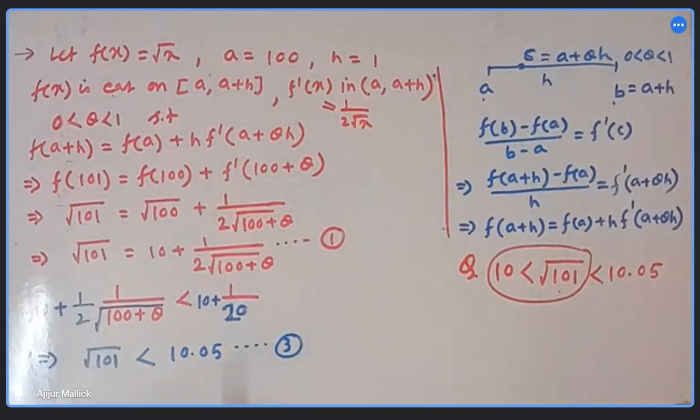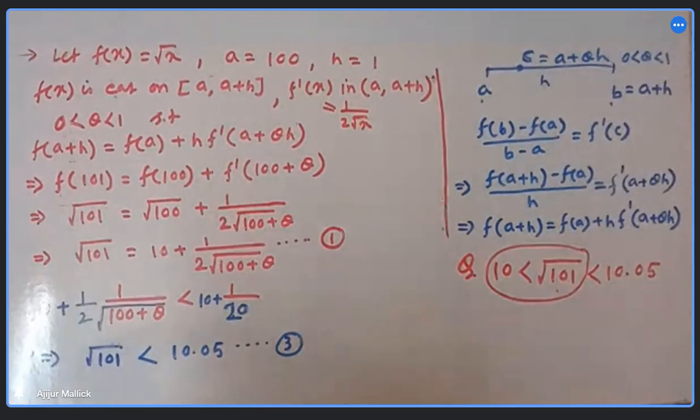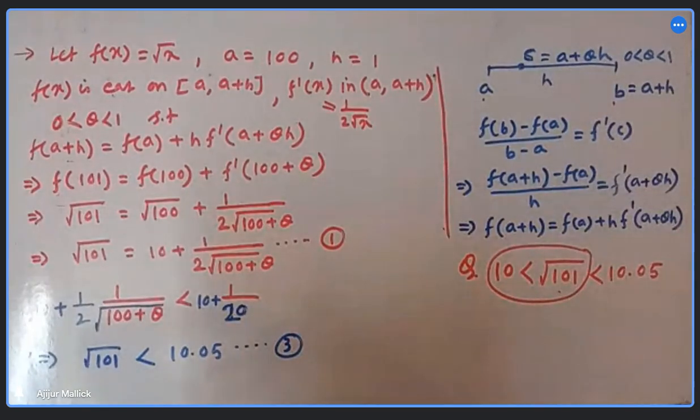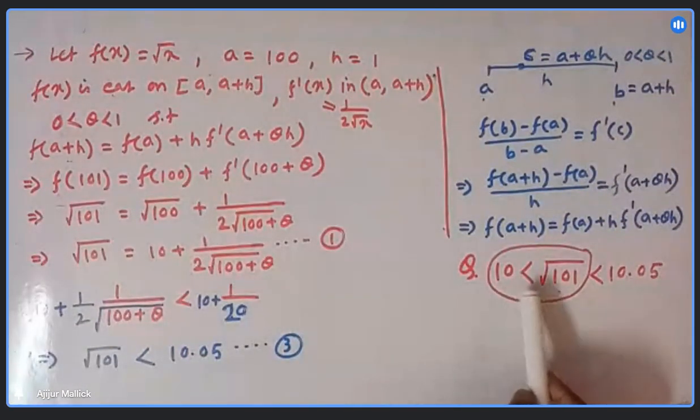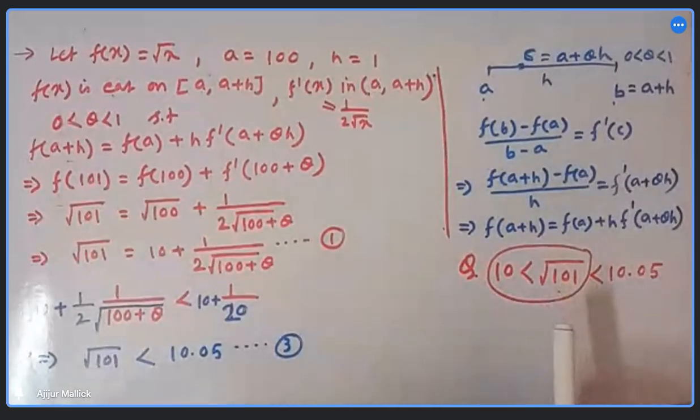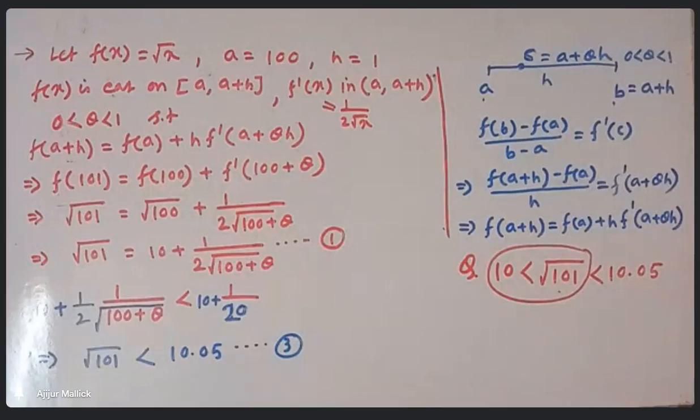Write. From 2 and 3 we get this: 10 is less than root 101 is less than 10.05. Any problem, students? Any problem? No, sir. Very good. Next, please.